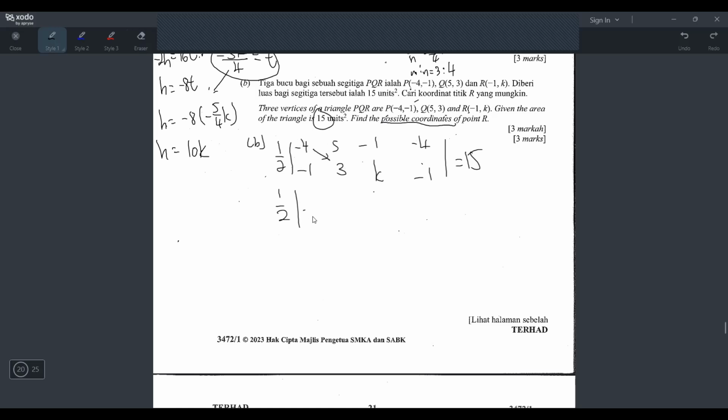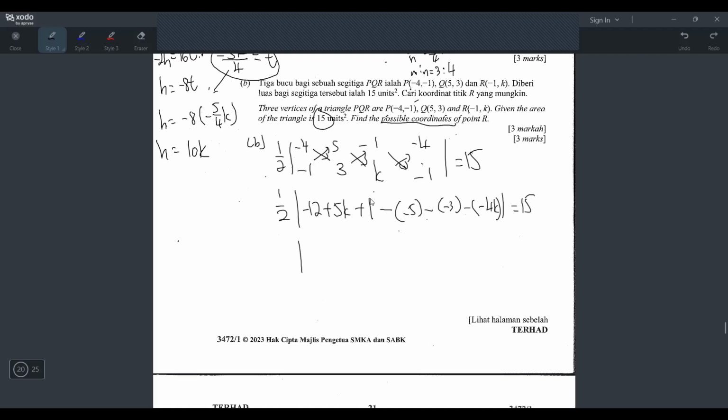Negative 4 times 3, negative 12, plus 5 times k, 5k, plus negative 1 times negative 1, 1. And then minus. Why suddenly minus? Because I changed direction. Negative 1 times 5, negative 5. Minus 3 times negative 1, negative 3. Minus k times negative 4, negative 4k. Then close modulus equals 15.